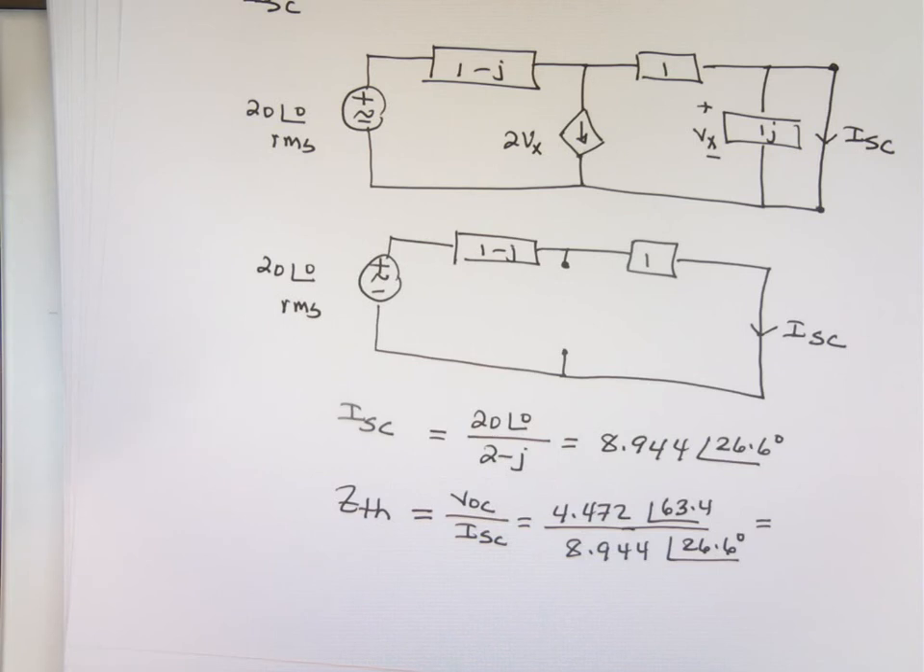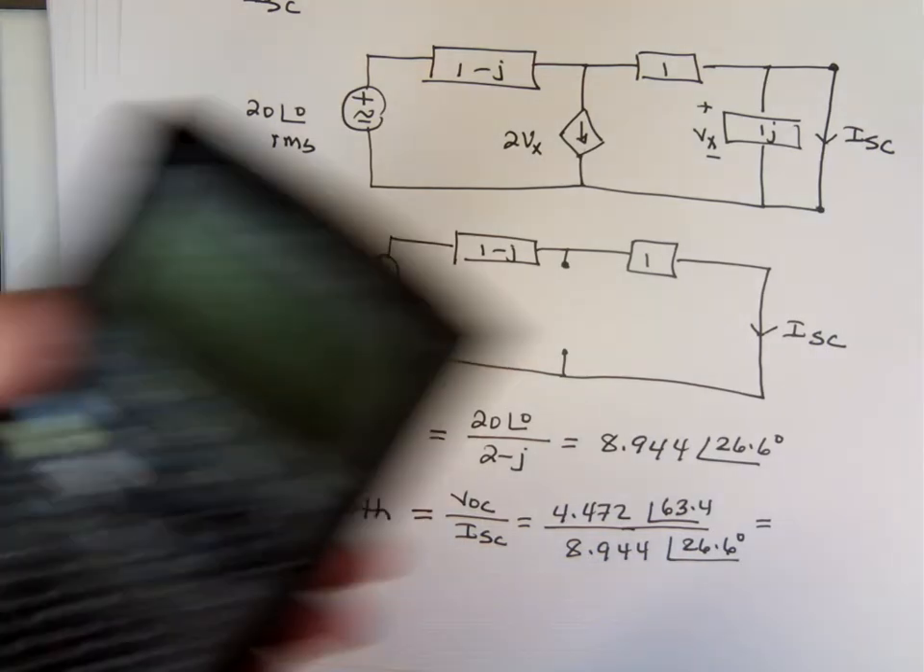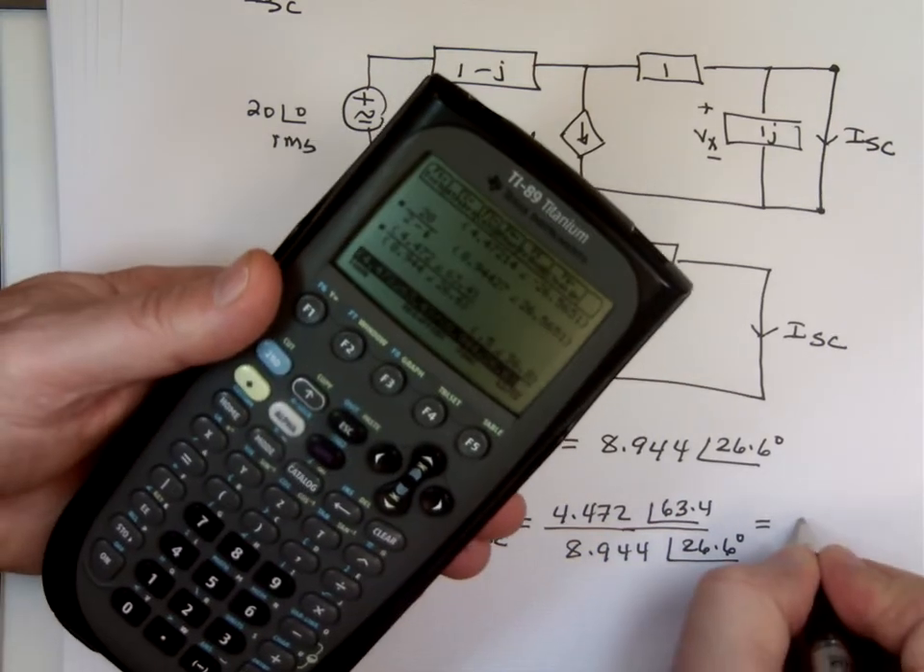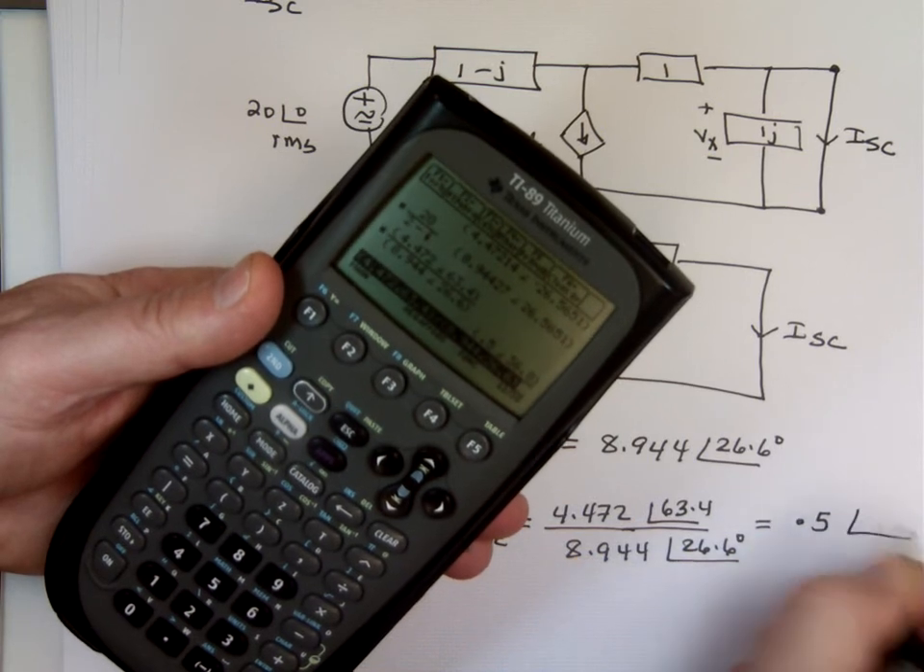4.472 angle 63.4 divided by 8.944 angle 26.6. And I came up with a beautiful number, 0.5 angle 36.8 degrees.